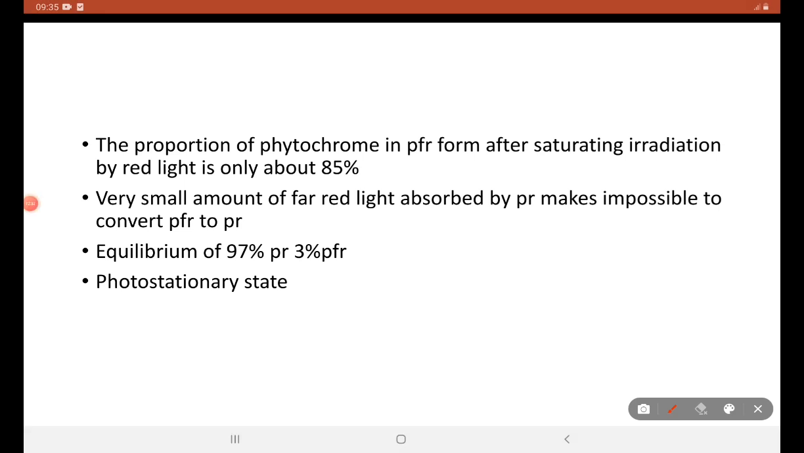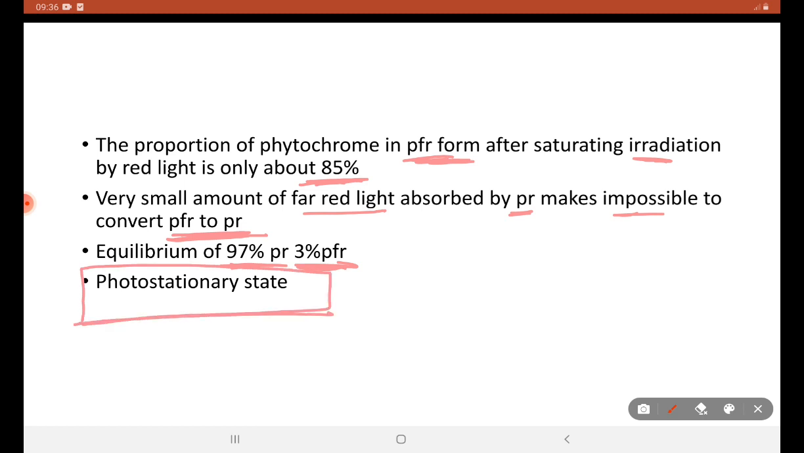The proportion of phytochrome in PFR form after saturating radiation by red light is only 85%. So it is said that these two spectra overlap. A very small amount of far red light is absorbed by PR, making it impossible to convert fully. So the equilibrium for PR is 97% and PFR is 3%. This condition is called the photostationary state.